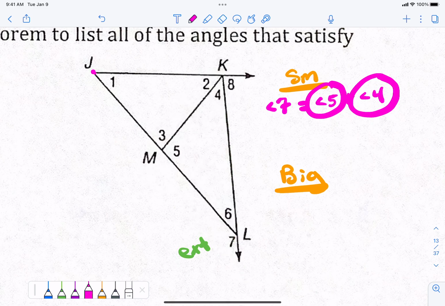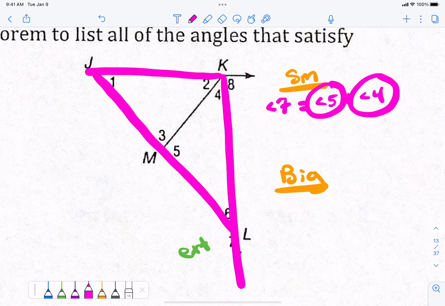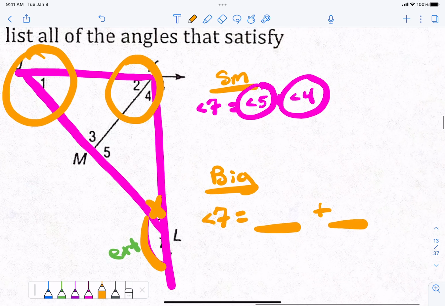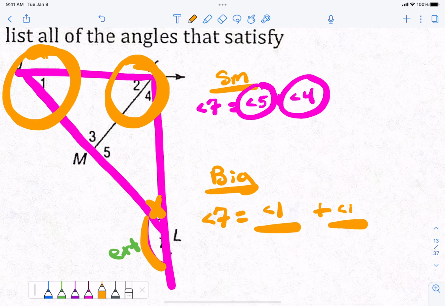Now, let's look at the big triangle. I'm going to outline him in pink. We still have 7 being an exterior angle, right? So 7 is this exterior angle. I'm going to cross off 6 because 6 touches 7 and we don't want to talk about 6. So this angle plus this angle have to add up to be 7. So angle 7 is equal to those 2 angles added together, except this angle is angle 1, and really this angle is angle 2 plus angle 4. Like 2 and 4 is that top angle right there.